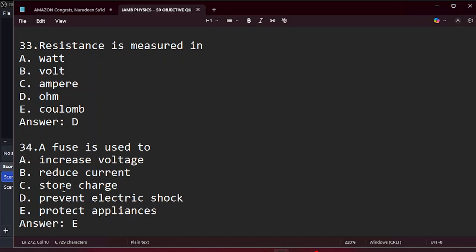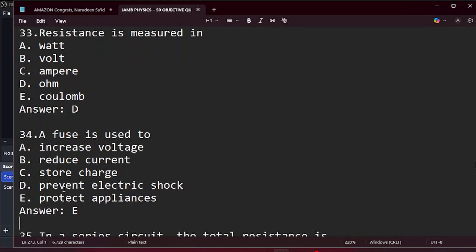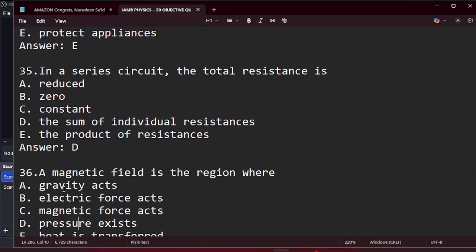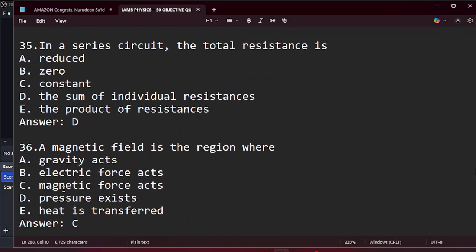Question number 34. A fuse is used to A, increase voltage, B, reduce current, C, store charge, D, prevent electric shock, E, protect appliances. The answer is E, which is protect appliances. Question number 35. In a series circuit, the total resistance is A, reduced, B, 0, C, constant, D, the sum of individual resistances, E, the product of resistances. The answer is D, which is the sum of individual resistances.